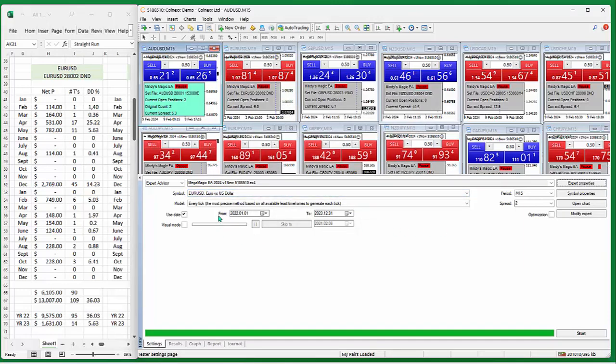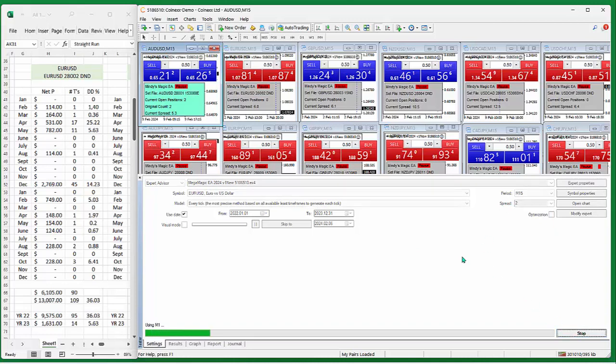We're going to use the same date range that we used before, which is the 2-year period from January 1st of 2022 to December 31st of 2023. And then we've got the right set file, got the right date range. Again, we're going to use the spread as 2 pip spread, and then we're going to start this test.